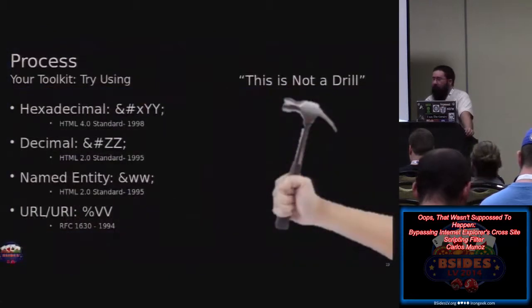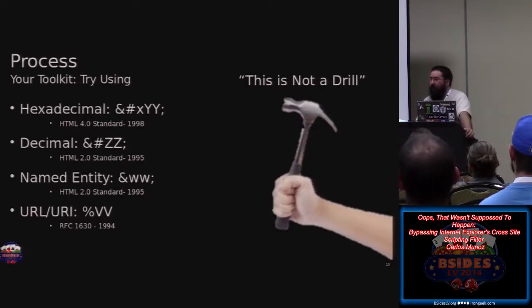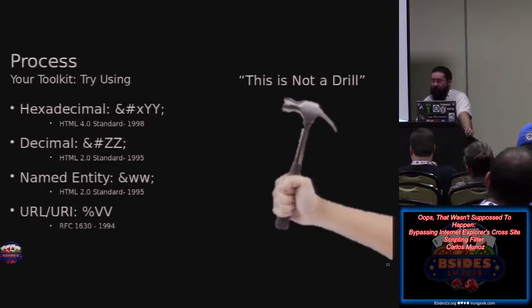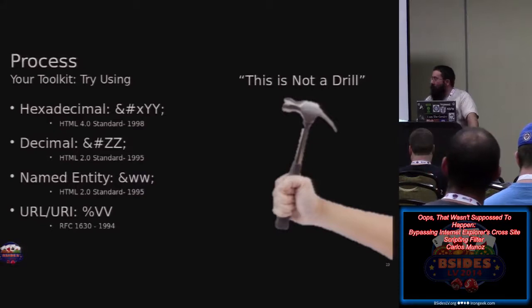And in terms of disguising your very first injection, there's various standard encodings that you can use. Hexadecimal encoding, where it's ampersand hash x followed by an alphanumeric character reference, semicolon. The decimal, which is ampersand hash, a numeric character reference, semicolon. Named entities, ampersand, some sort of alphabetic string that describes a character, and plain old URL/URI encodings.